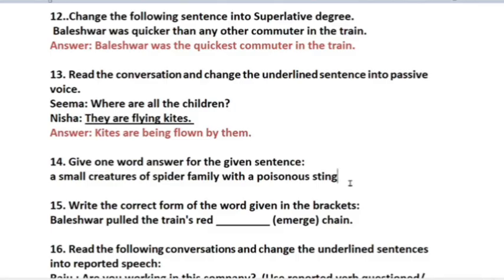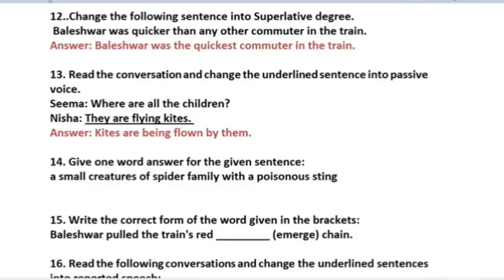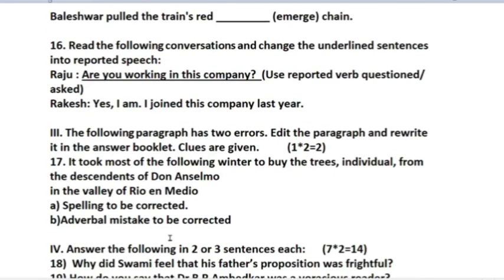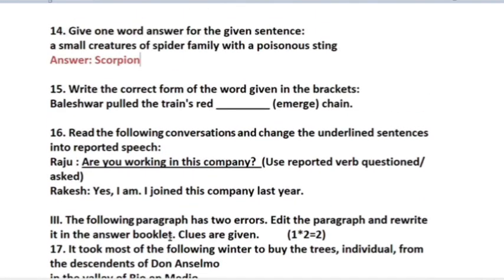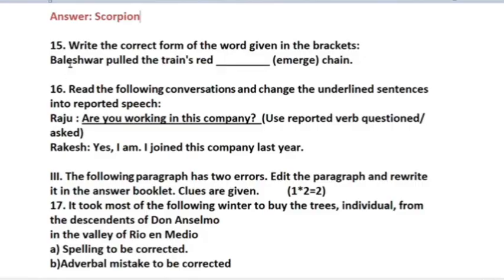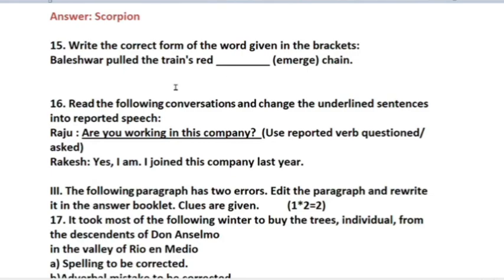14th one. Give one word answer for the given sentence. A small creature of spider family with a poisonous sting. Answer, scorpion. 15th one. Write the correct form of word given in the bracket. Baleshwar pulled the train's red dash chain. Answer: Baleshwar pulled the train's red emergency chain.